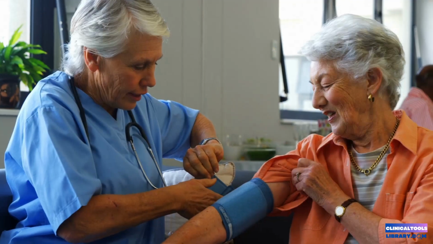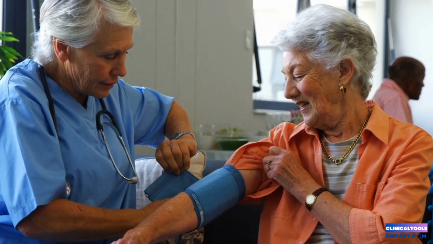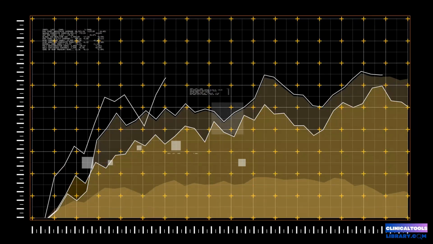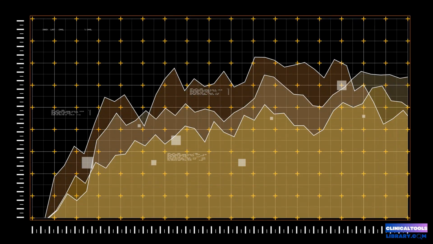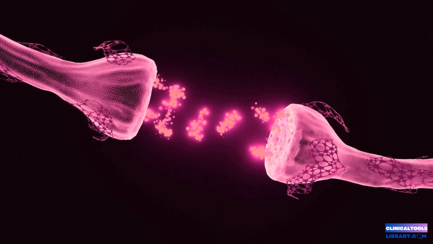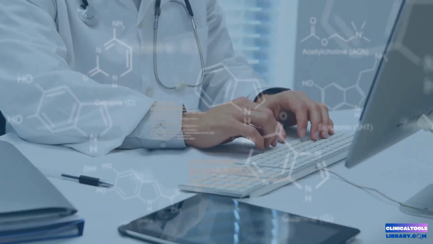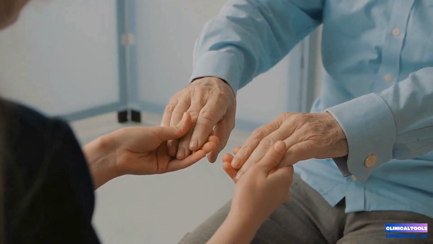The Mini-BESTest Evaluation Systems Test was developed as a concise version of the original Balance Evaluation Systems Test, which was introduced by Horak and colleagues in 2009 to provide a comprehensive assessment of balance control across multiple physiological systems. Since its inception, the Mini-BESTest has undergone rigorous validation studies demonstrating strong psychometric properties.